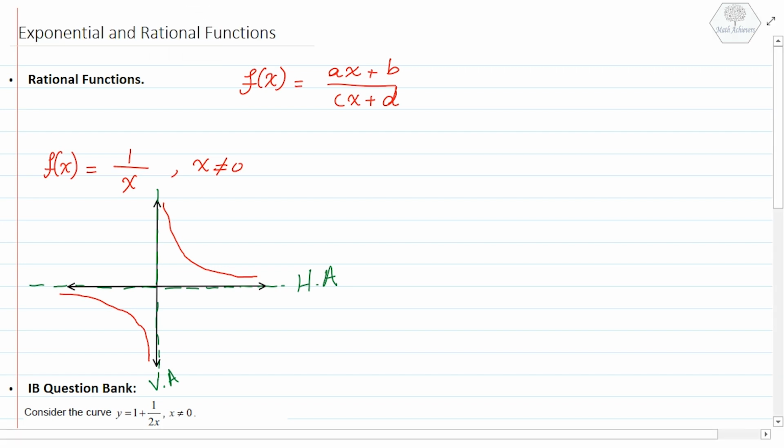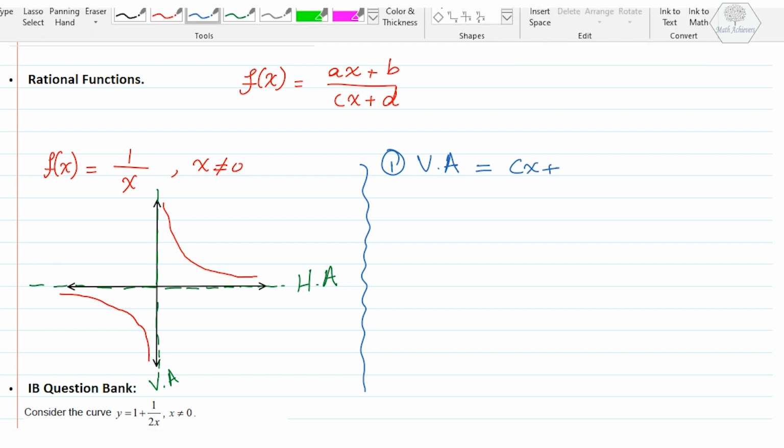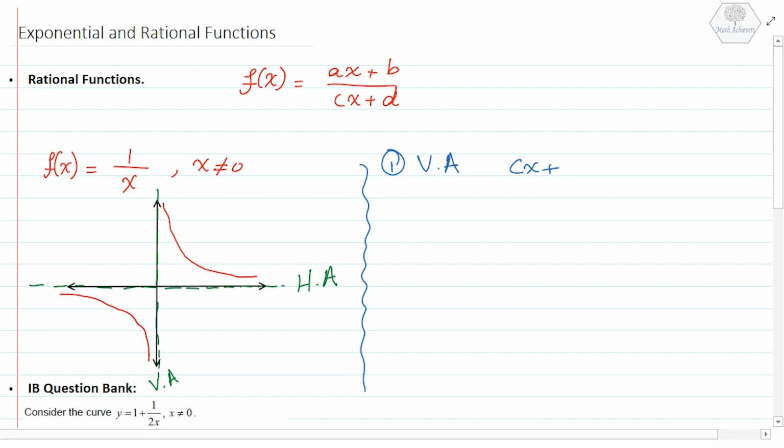So, now, for our vertical asymptote, I take the denominator of the fraction and make it equal to 0, so cx plus d is equal to 0. So the equation of the vertical asymptote is x equals minus d over c.